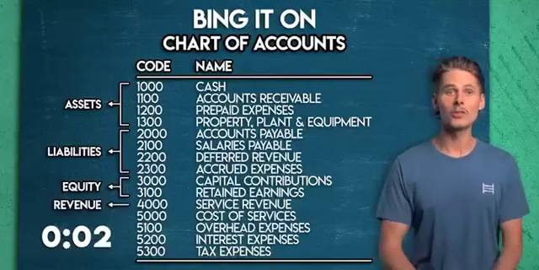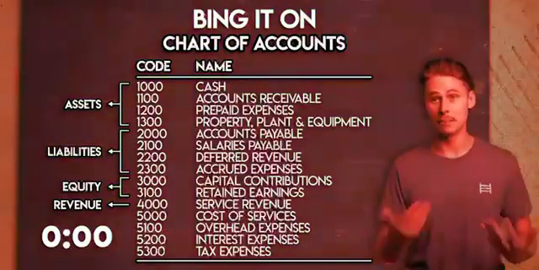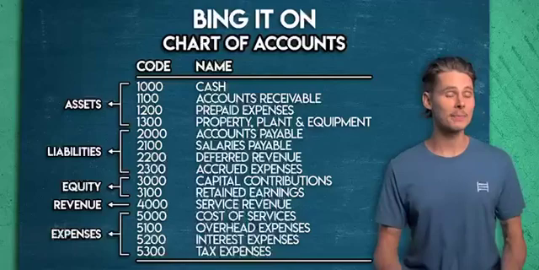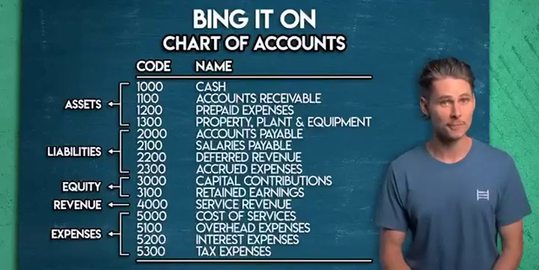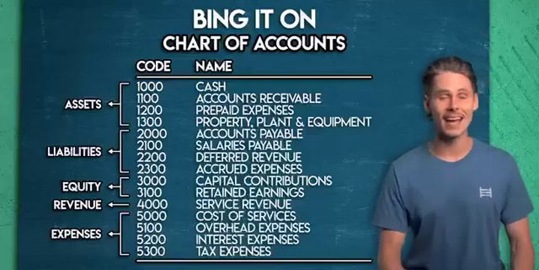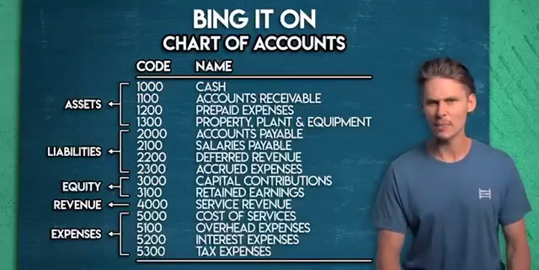Then at 4000, we have service revenue since Bing It On provides services to its clients. And finally, we have the expense accounts in the 5000s. Cost of services, overhead expenses, interest expenses, and tax expenses. I hope that makes sense.